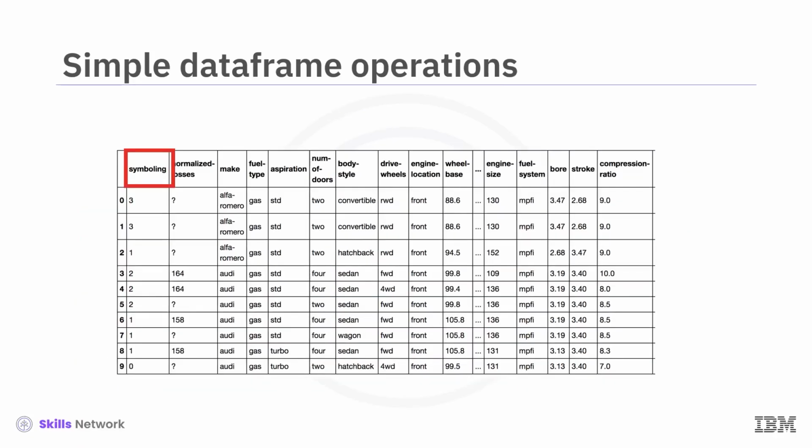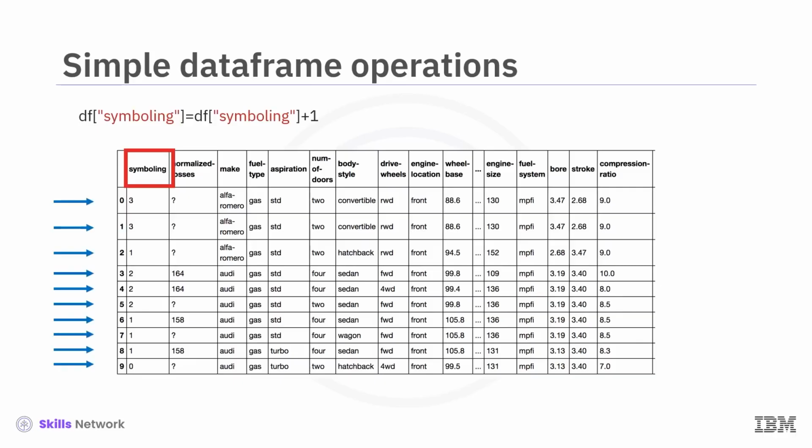There are many ways to manipulate data frames in Python. For example, you can add a value to each entry of a column. To add one to each symboling entry, use this command. This changes each value of the data frame column by adding 1 to the current value.